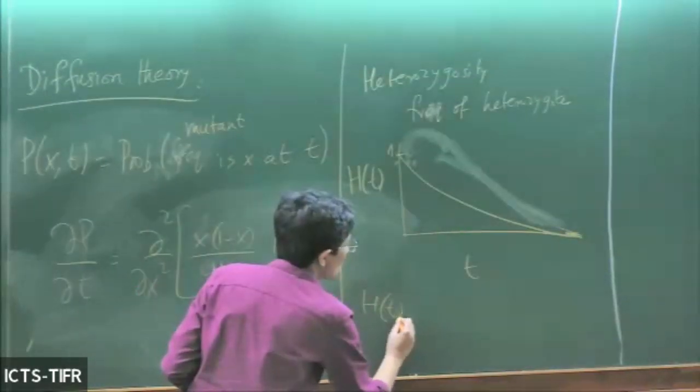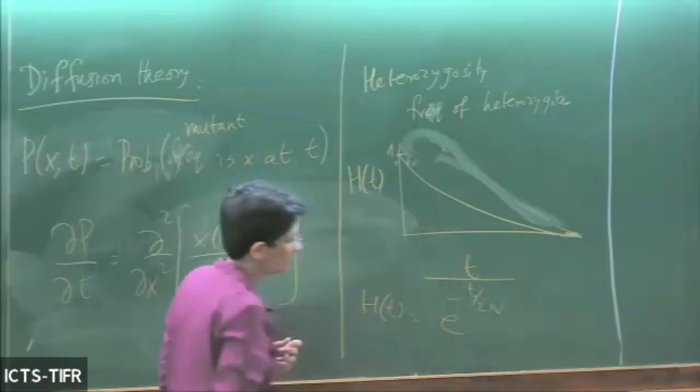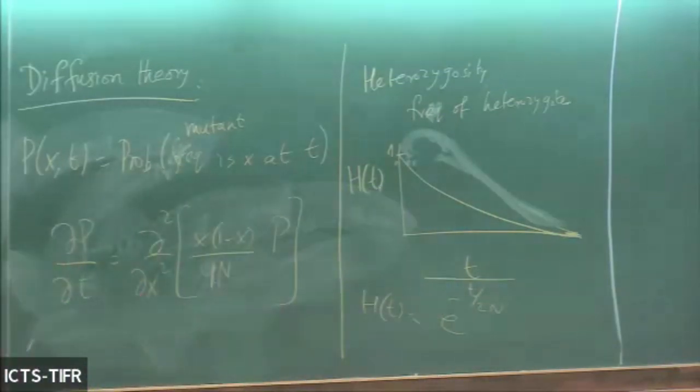It decreases exponentially. So it's e to the minus t by 2N or 4N. I always confuse this, but something like that. It decays very fast. Exponential functions are the functions which decay very rapidly. It's like 1 by 2, 1 by 4, 1 by 8. So that's a rapid decrease. That's precisely what this is. Okay, so they plotted.